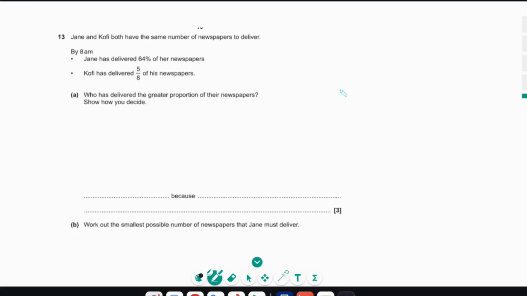Let's convert 5/8 to a percentage. That line means divide. 5 divided by 8 is 0.625. Multiplied by 100 is 62.5%. So we have 62.5% and 64%. Who has delivered the greater proportion of their newspapers? So it's Jane, because 64% is higher than 62.5%.